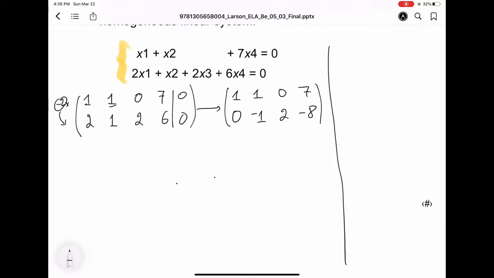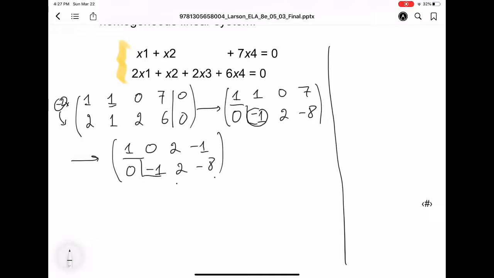Okay, and now we just add the second row to the first row. You have the reduced row echelon form right away. So you get 1 in here, 0 in here, 2 in here, 1. I'm sorry, not 7, it should be -1. You have 0, -1, 2, -8, right? You just add the second row to the first row, you get that. And that is already a reduced row echelon form, right? The rank is 2, so you have 2 free variables in here.